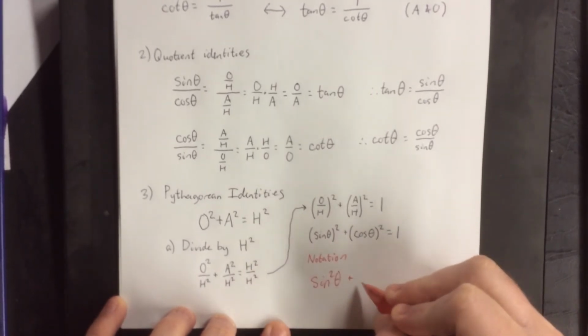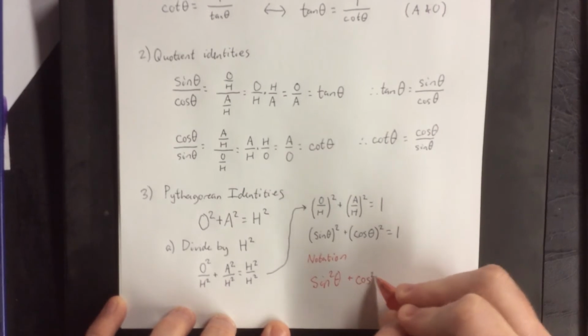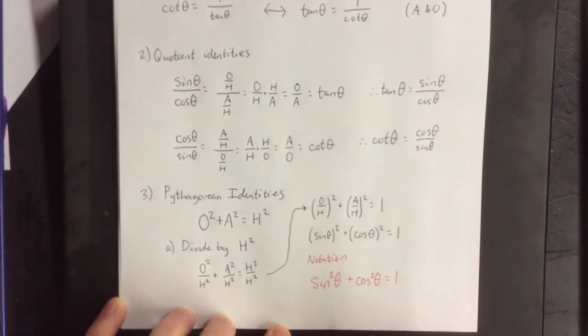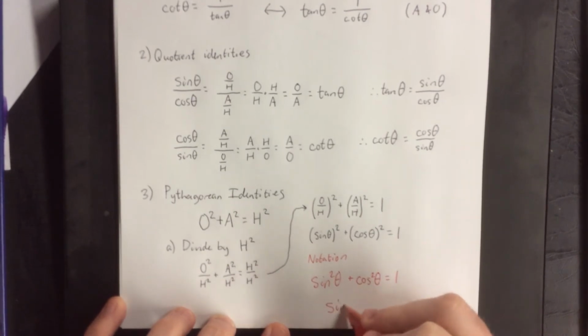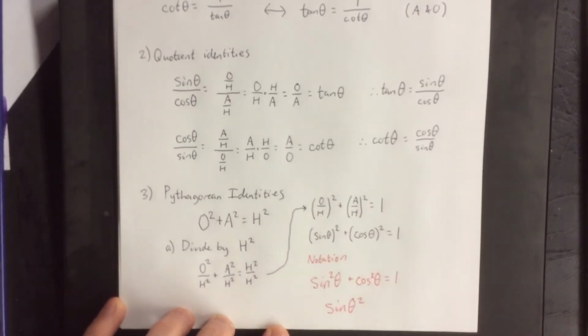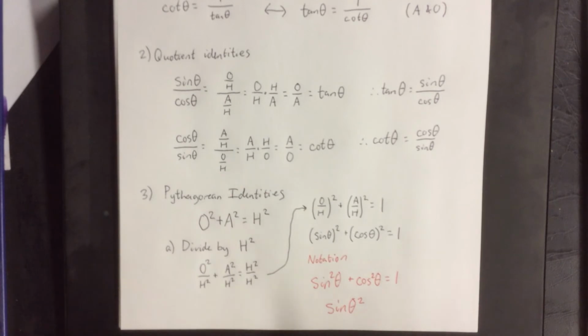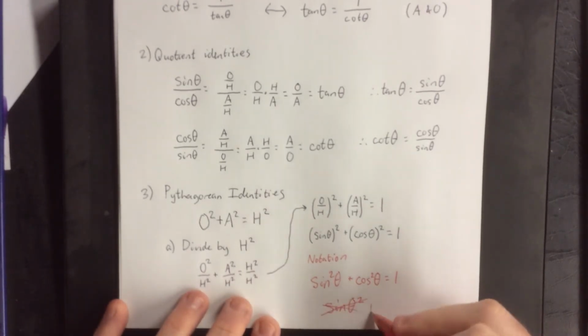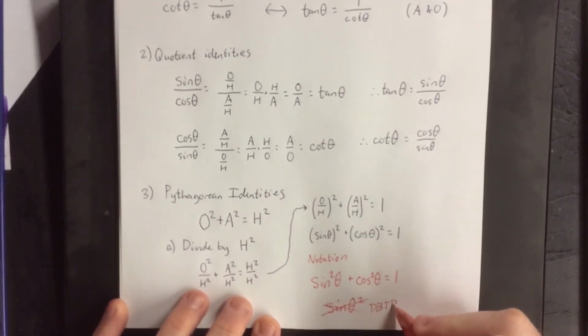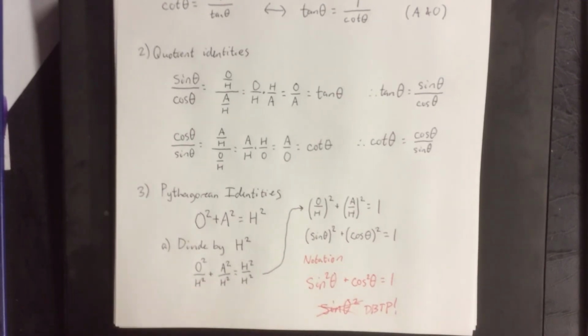To indicate that you're squaring the sine of the angle or the cosine of the angle, the superscript 2 gets put right here. Never use this notation, because it's not clear whether we should be squaring theta then taking the sine, or taking the sine of theta then squaring it. So that's a big fat no. Don't be that person.